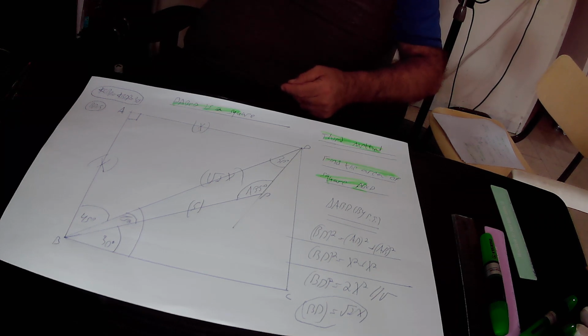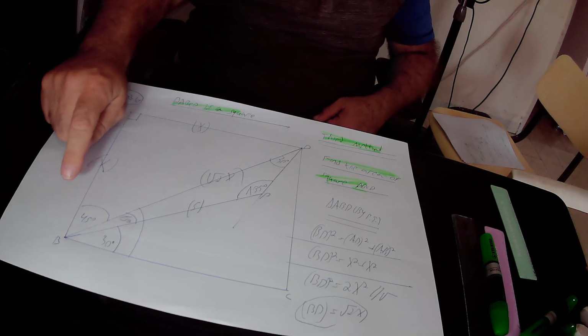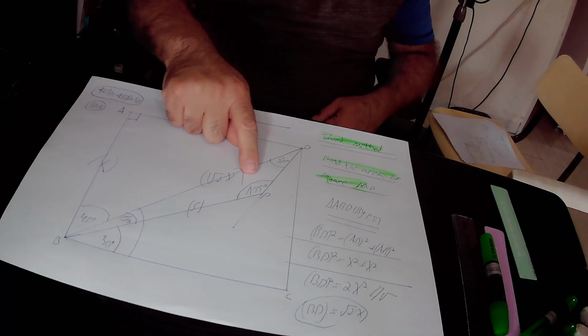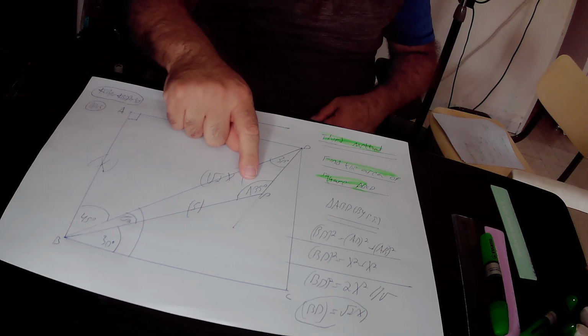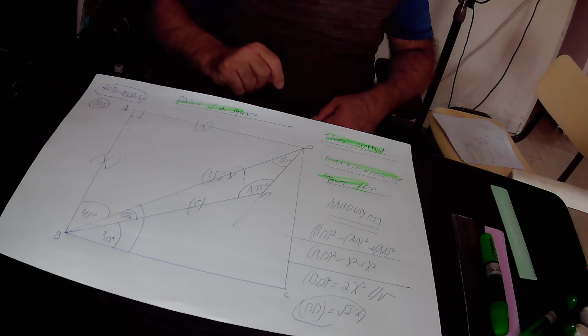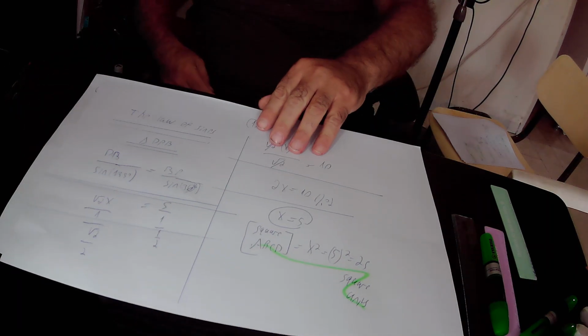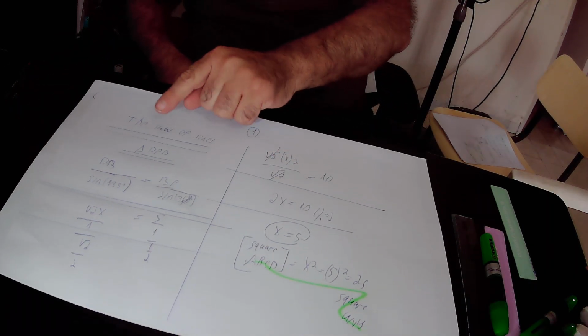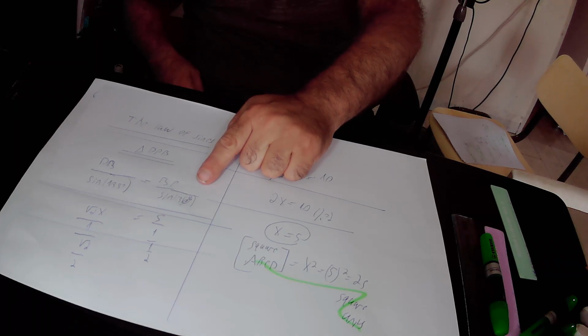According to the law of sines, in this triangle DBP, DB over sine 135 degrees equals BP over sine 30 degrees.